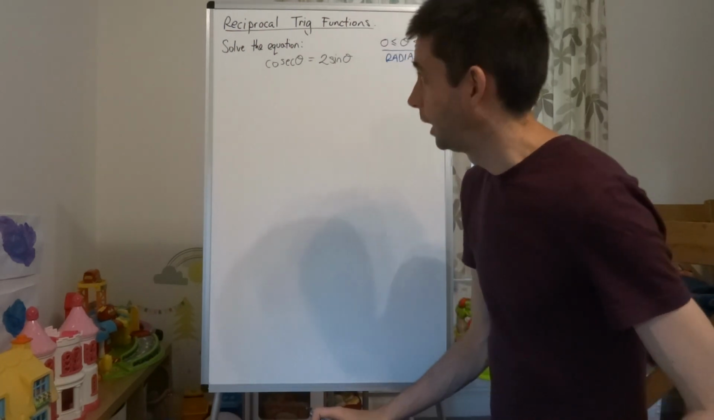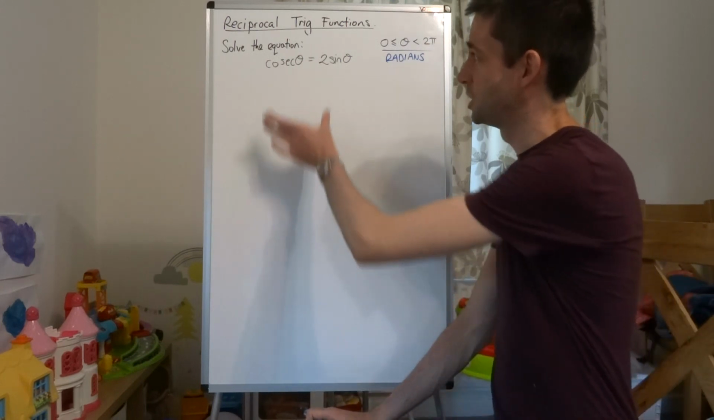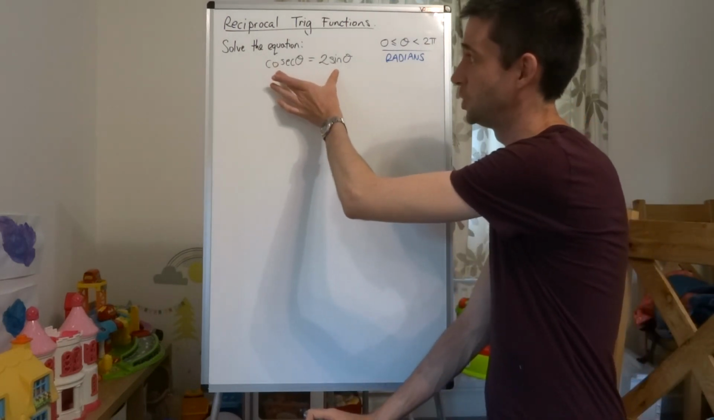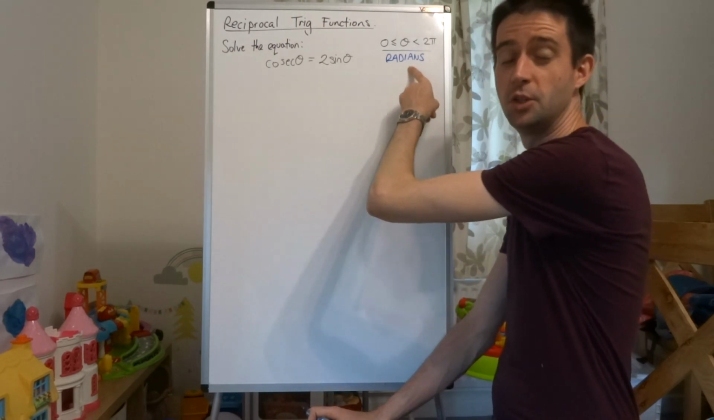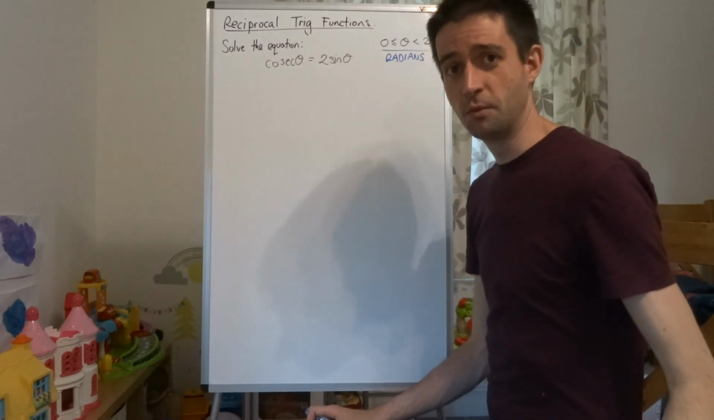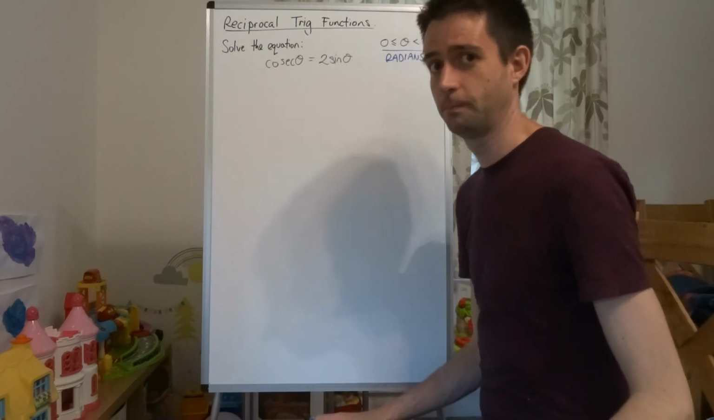This is part 6 of the lesson on reciprocal trig functions, and it's one more example to take you through. Okay, so here we have: solve the equation cosec theta equals 2 sine theta, in radians between 0 and 2 pi. So check your calculators are in radians mode before you do anything else.